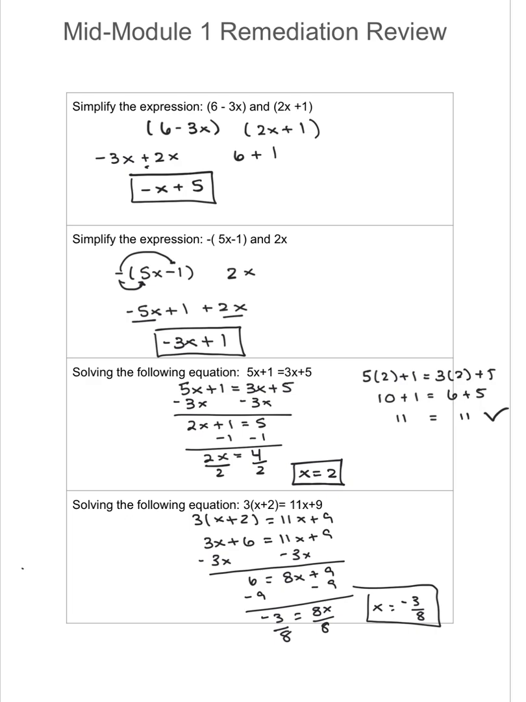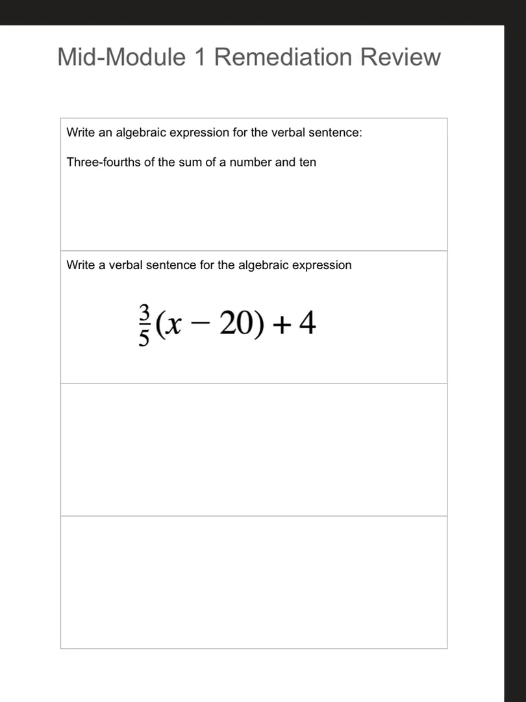All right, so just 2 more questions to review. And how this goes, it reviews writing verbal expressions and algebraic expressions. So for the first one, it says write an algebraic expression for the verbal sentence. 3/4 of the sum of a number and 10. All right, so here we see we have the sum of a number and 10. So that is x plus 10. And they're saying 3/4 of that sum. So it's saying 3/4 of the sum of a number and 10. So we have 3/4 times x plus 10.